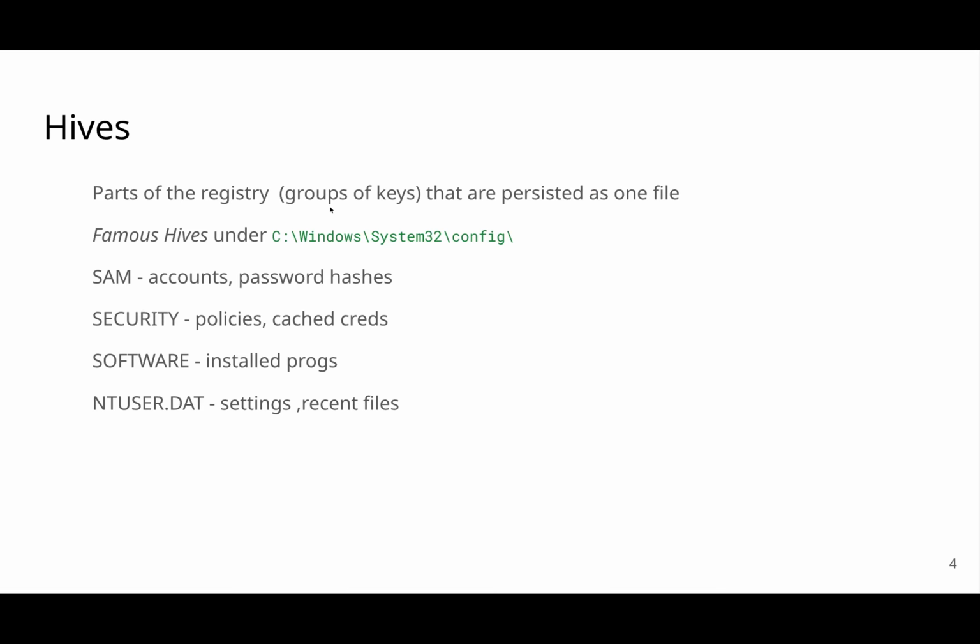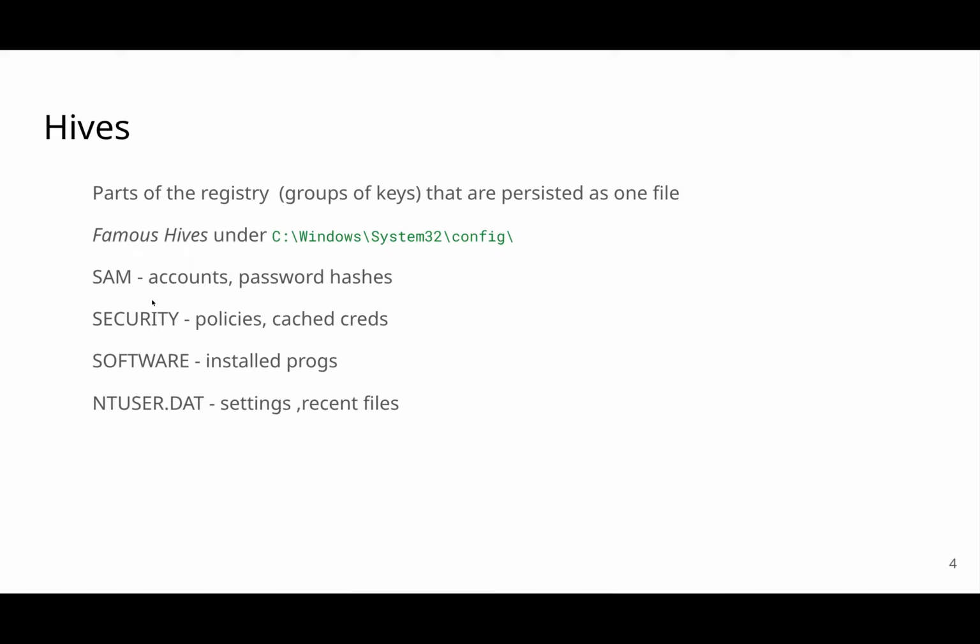As I said before, the registry is a collection of hives. A hive is just a group of keys in the registry, and a registry hive is persisted as one file. You can find most system-related hives under C:\Windows\System32\config. Some famous hives that I mention here are the SAM, which is the Security Account Manager. SAM contains all the info that you might want for the accounts installed on the system, and also the password hashes for these accounts, equivalent to /etc/shadow and /etc/passwd on Linux.